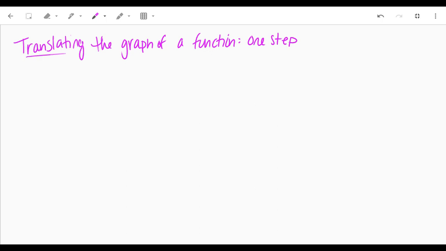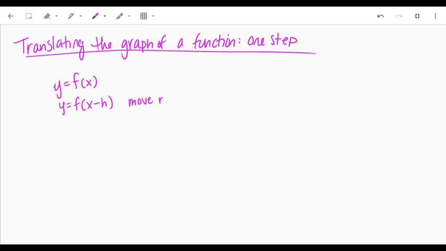So if they give you something like y equals f of x, and they want you to graph y equals f of x minus h, that will move it to the right. Okay, if they have y equals f of x plus k, that will move it up. Okay, so it's kind of like what we just said with the absolute value graph, but this will apply to any function. Okay, so you can just take some points on the function and move it accordingly.